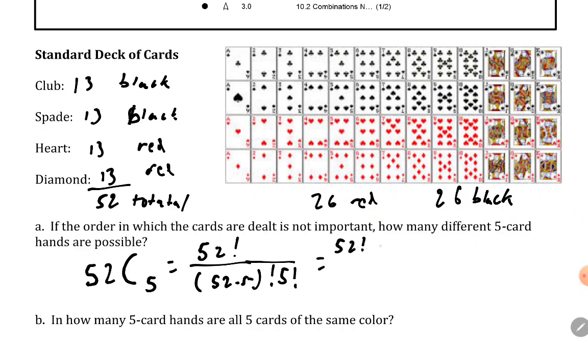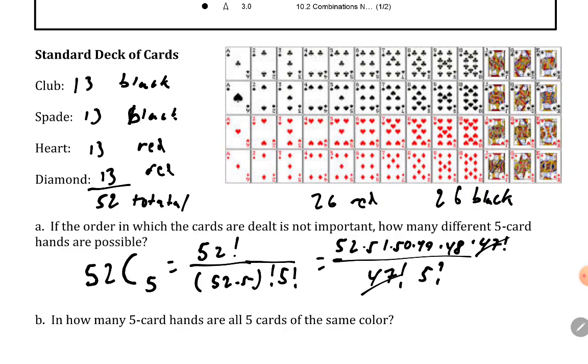So we have 52 factorial, which is 52 times 51 times 50 times 49 times 48 times 47 factorial. On the bottom we have 47 factorial times 5 factorial. 47 factorials go away. So we're left with 5 times 4 times 3 times 2 times 1 on the bottom. On the top we have 52 times 51 times 50 times 49 times 48, and that'll give me 2,598,960 different hands.